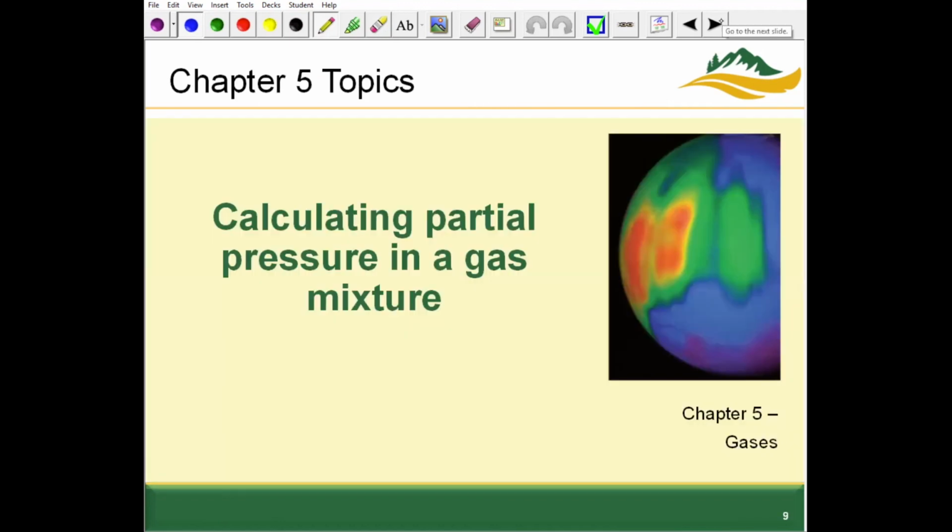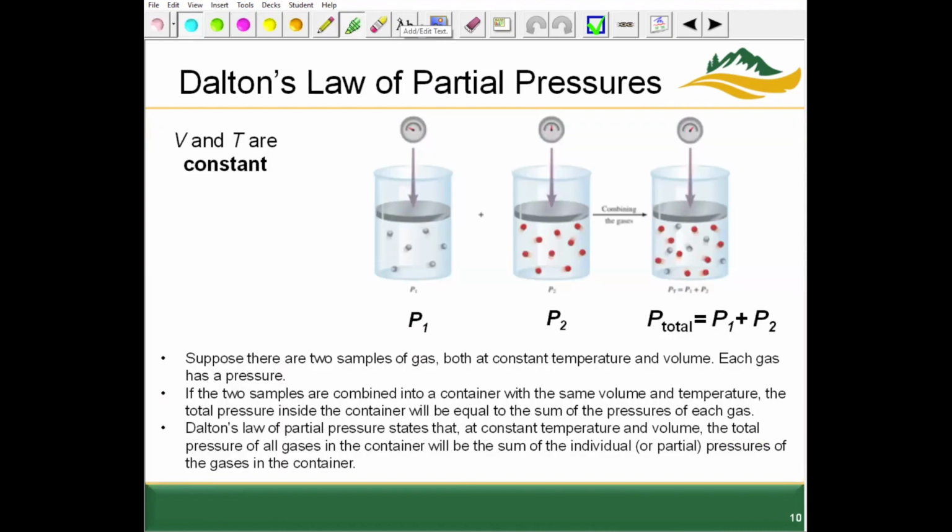So the next topic now in chapter 5, similar, so calculating partial pressure in a gas mixture. We talked about Boyle, Charles, Avogadro, Gay-Lussac, so all their contributions to these ideal gases and gas laws. To give credit where credit's due for this idea of partial pressures, this came from the scientist Dalton. So Dalton's law of partial pressures is the formal name for this idea. So we've looked at this idea now.